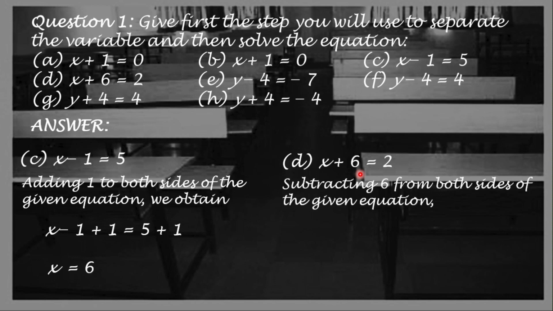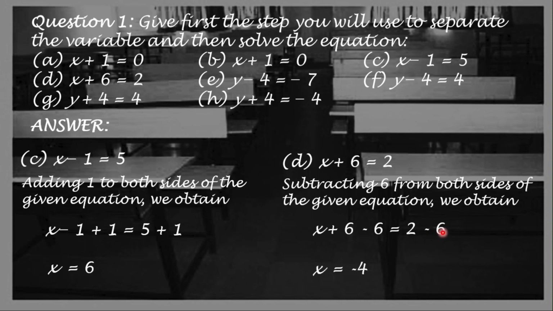Subtracting 6 from both sides of the given equation, we obtain x plus 6 minus 6 equals to 2 minus 6. So here we will get 0, x plus 0 equals to x. So what we will write here? x, and 2 minus 6 is what? Here we have opposite signs. This is plus and this is negative. So different sign numbers are subtracted. 6 minus 2 equals to 4, and 6 having the negative sign. That's why we will write here minus 4. So answer is x equals to minus 4.